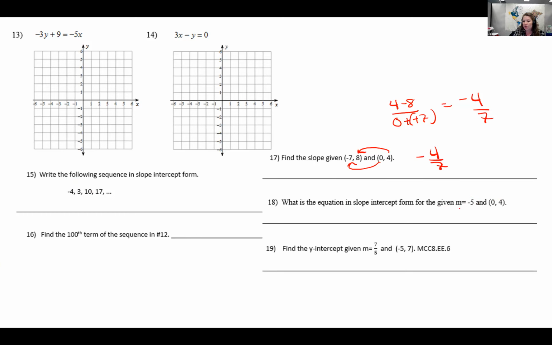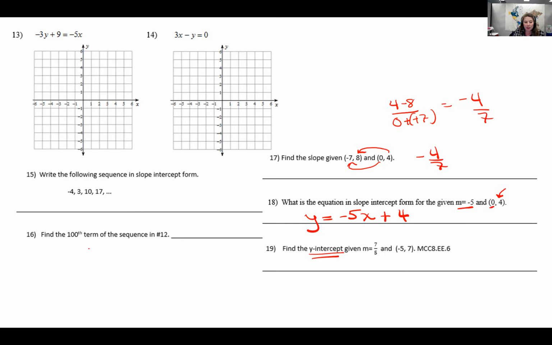So this one is no math required. They give us the slope and look, they give us the y-intercept because 0 equals x. So no math involved. -5 is our slope and +4 is our y-intercept. Now number 19, find the y-intercept given. It just wants the y-intercept.